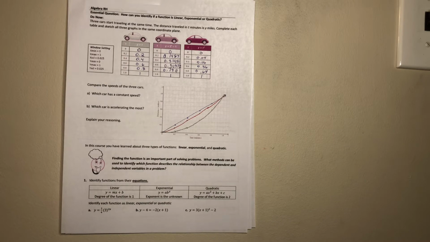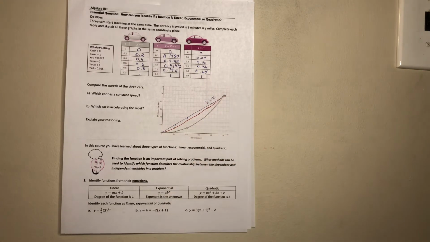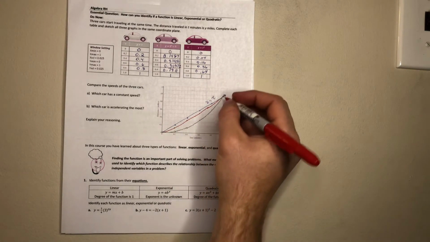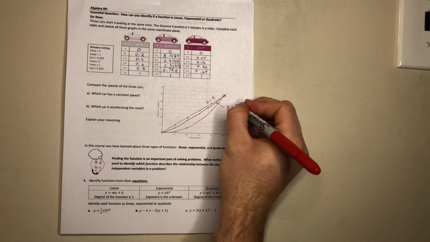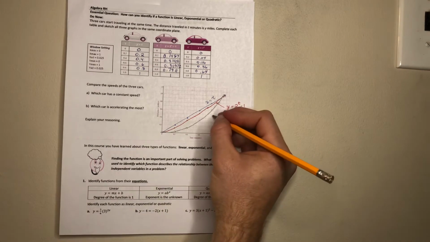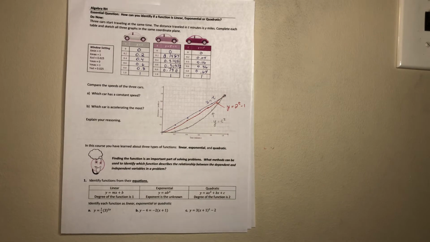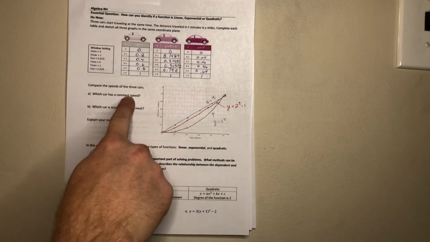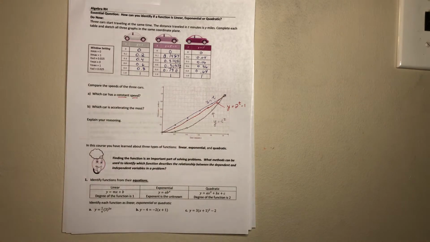So again, the one in blue is y equals t. The one in red is y equals 2 to the t minus 1. And the last one I did in pencil is y equals t squared. All right, which car has a constant speed? Now that's a key word. Constant speed means the rate of change does not change.